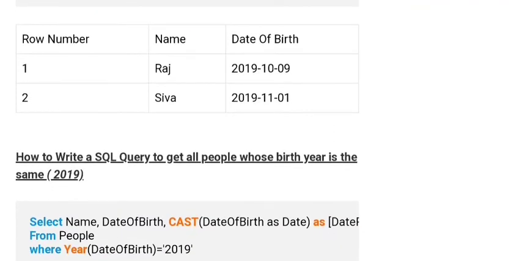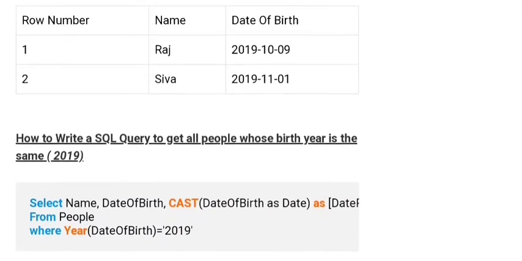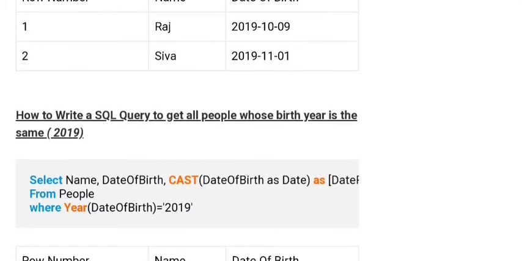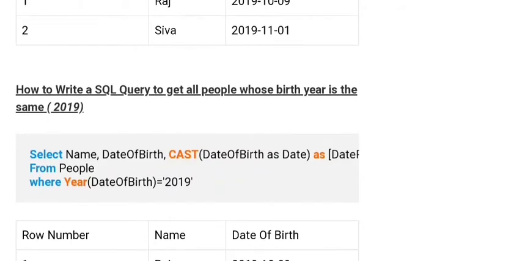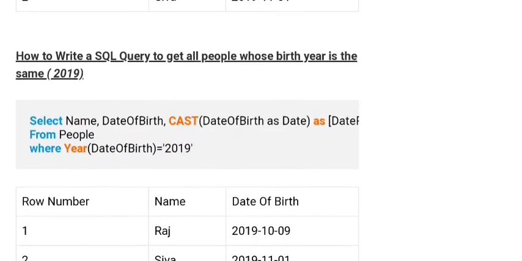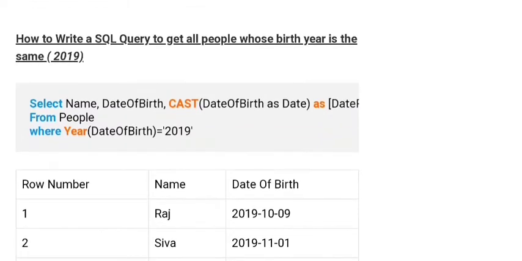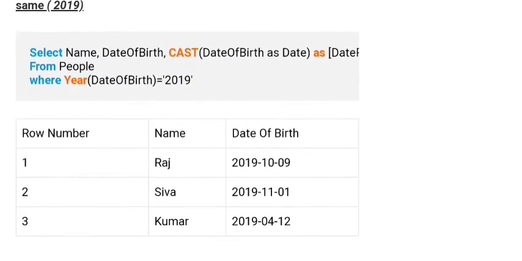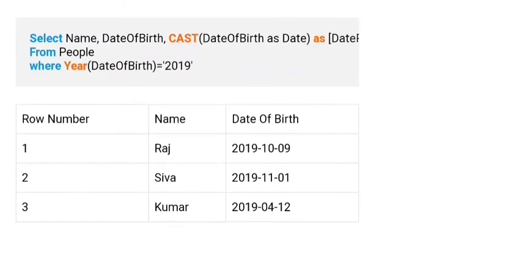So next query is how to write a SQL query to get all people whose birth year is the same. It is pretty straightforward. We have one year number, so we are going to use that year number in the where clause. Remaining part is same. You're going to take the name, date of birth, and cast of date of birth. You know that. And in the where clause, you are going to use year of date of birth as the given year, so it returns the people whose birth year is the same.